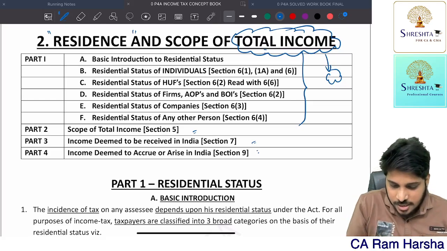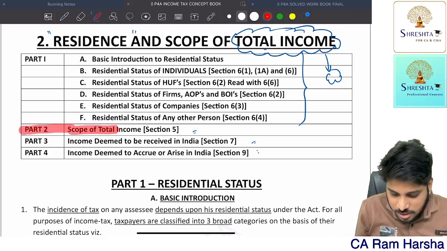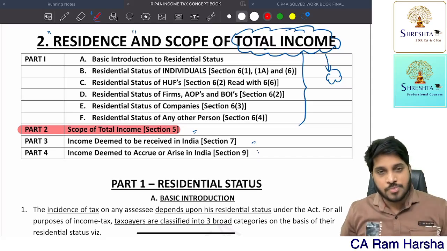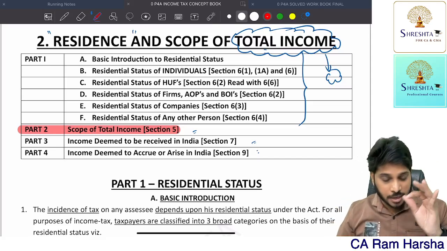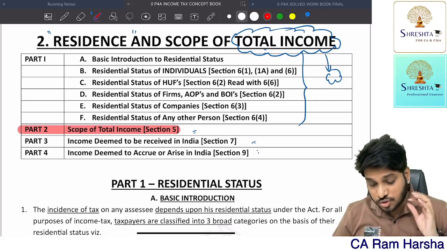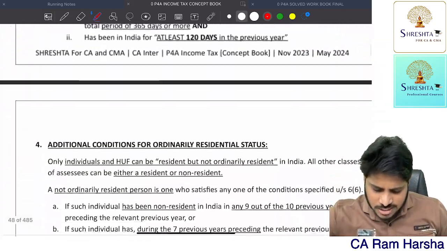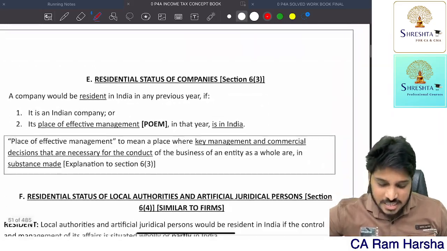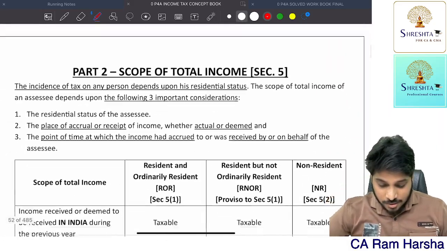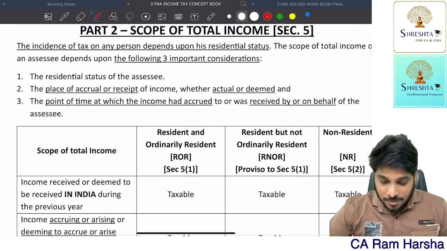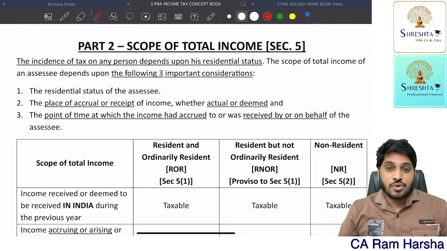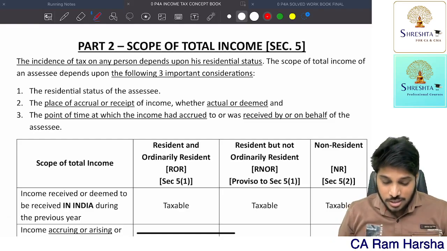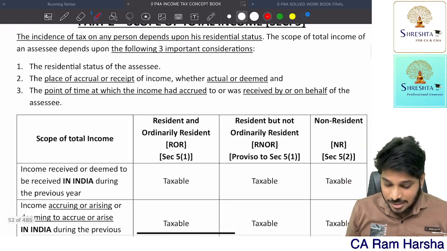First, we need to understand this. In this chapter, we have covered that point under part number 2. In this chapter we split it into 4 parts. Part 2, scope of total income. So that part deals with this. Now let me straight away open that and then discuss the different taxations across the world. Now part 2, you see, scope of total income. Now how is the scope of total income decided?